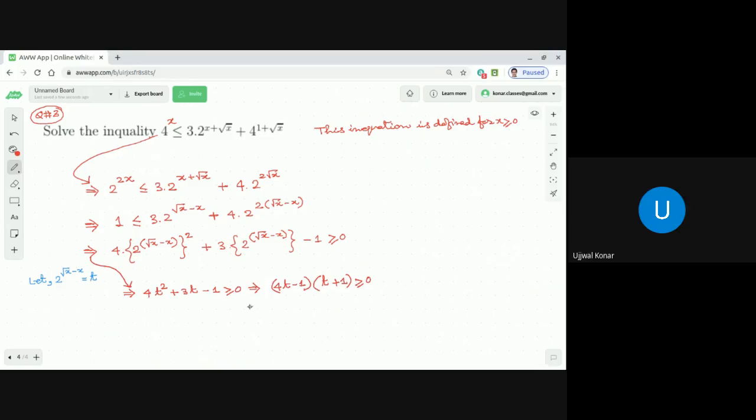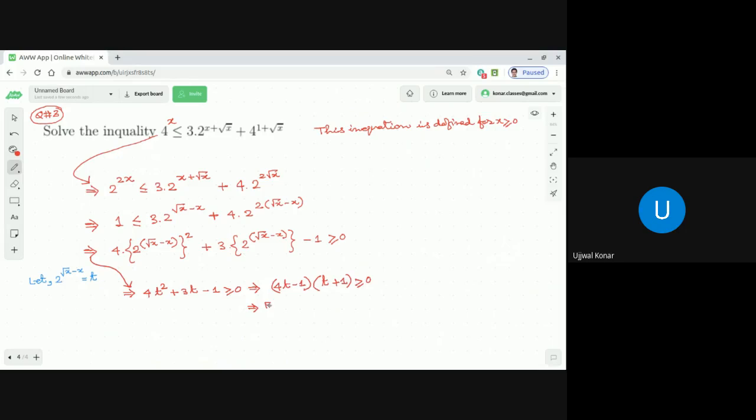So from here what can we conclude? We can conclude that 4t minus 1 greater than 0 and t plus 1 greater than 0, or 4t minus 1 less than 0 and t plus 1 less than 0. t plus 1 less than 0 is not possible, na? Are you getting my point? Because it is 2 to the power root x minus x, that has to be always a positive number. Correct, no?